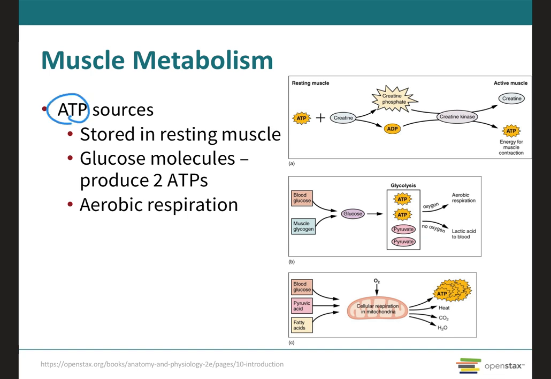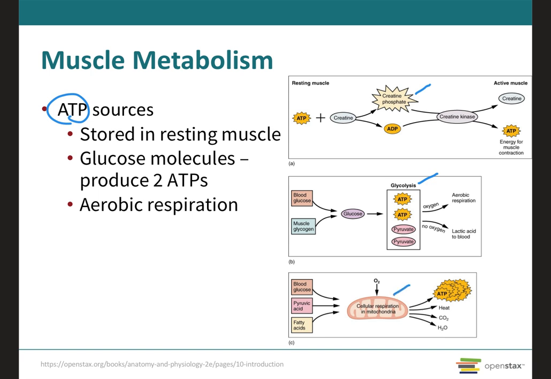In fact, the amount of ATP that's stored in the muscle is very, very low and only sufficient to power just a few seconds worth of contractions. So as it is broken down, ATP must therefore be regenerated and replaced quickly to allow for this sustained contraction. And there are three mechanisms by which the ATP can be regenerated in muscle cells, which are creatine phosphate metabolism, anaerobic glycolysis, and aerobic respiration.